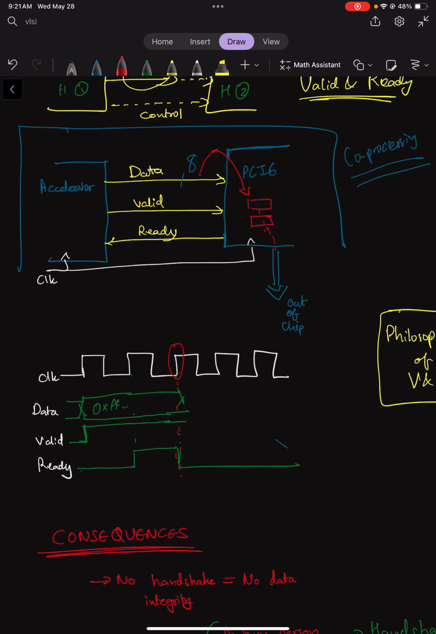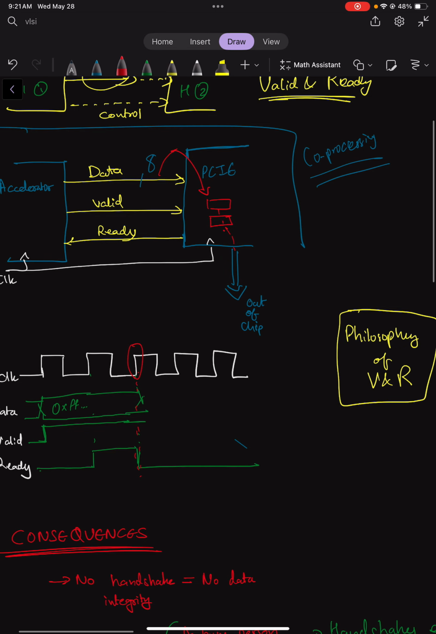So you can see that at this rising edge of the clock, the data is picked up by PCIe because the handshake has been honored here. What is the honoring of handshake? The honoring of handshake is basically, for a valid and ready handshake, the honoring of handshake happens when both valid and ready are 1 at a positive edge of clock.